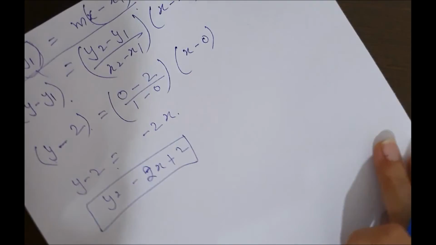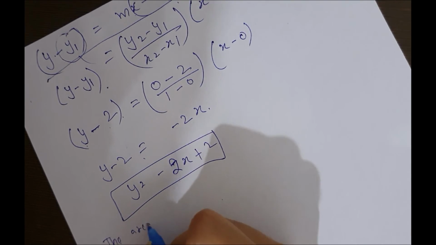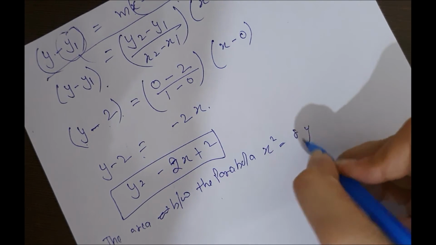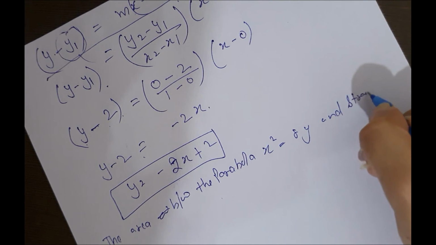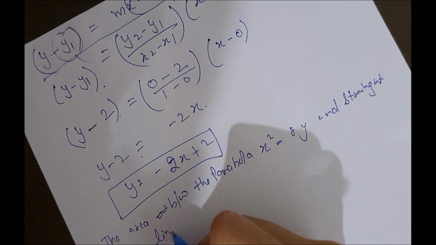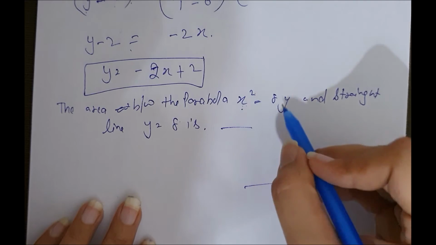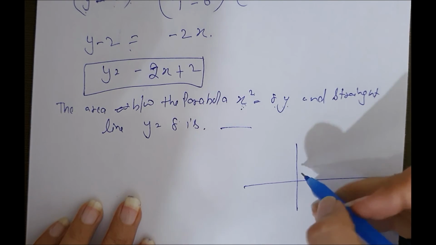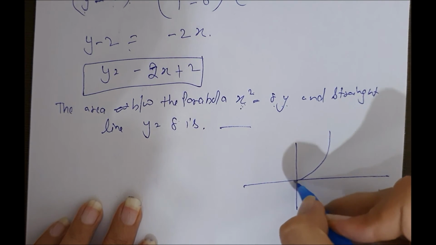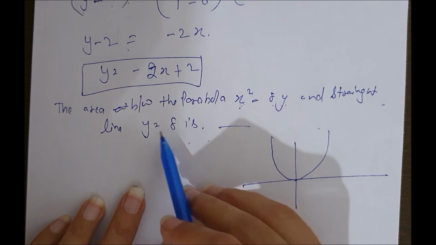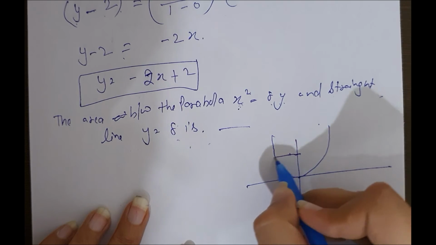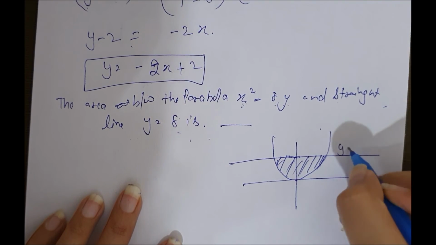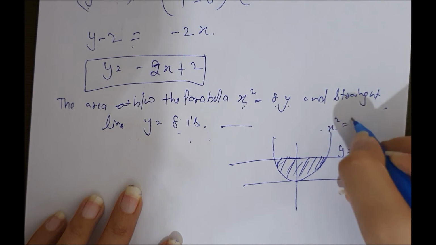Now another question, that is the area between the parabola x square is equal to 8y and the straight line y is equal to 8. x square is equal to 8y means that there is an even power of x, so it will be symmetric about the y-axis. The straight line y is equal to 8 is here, where this is 8, so it will be like this. So this is the area that is covered. Here y is equal to 8 and here x square is equal to 8y.